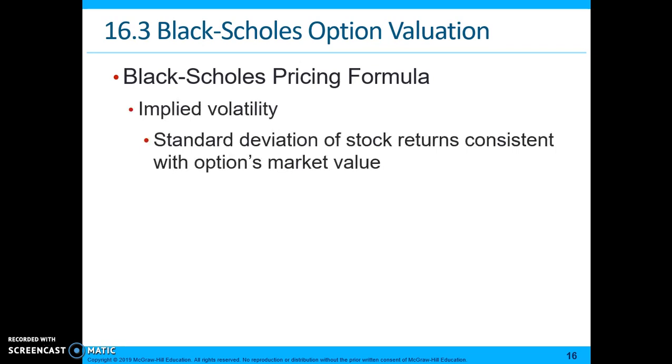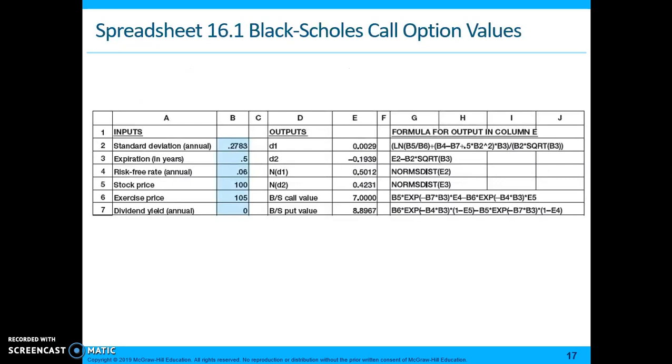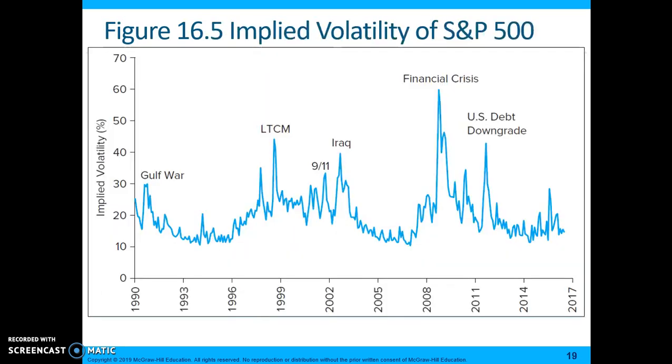The Black-Scholes pricing formula relies on implied volatility, simply the standard deviation of stock returns consistent with the option's market value. Slides 17 and 18 show Excel models. These models are available on the Connect website. If you would like to see these models and you don't have access to the Connect website, I would be happy to share them with you. We're not going to work with them or walk through them today.